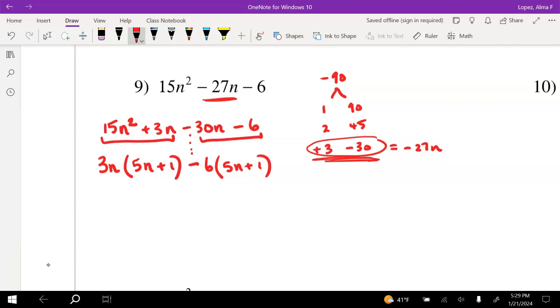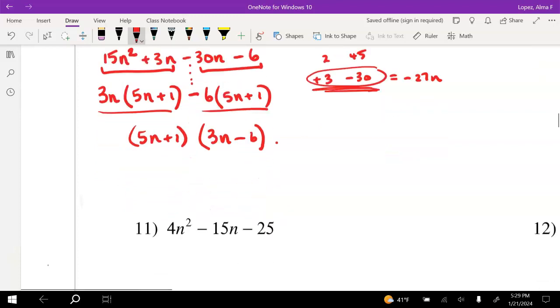Negative 6 times 5n is negative 30n. And negative 6 times 1 is negative 6. After you feel better about it, now look at it, you're down to two terms. These two terms have a 5n plus 1 in common, which when I factor that factor out of the first term, I'm left with a 3n. When I factor the 5n plus 1 out of the second term, I'm left with a negative 6. And I'm done. Let's get one more done.